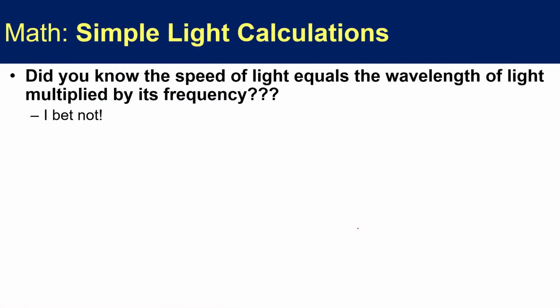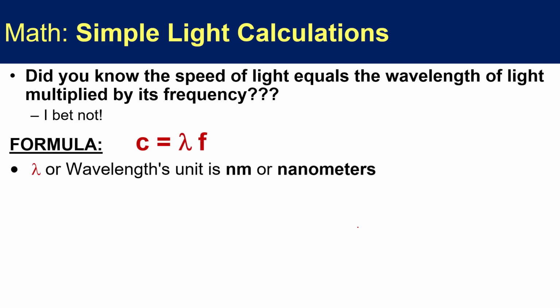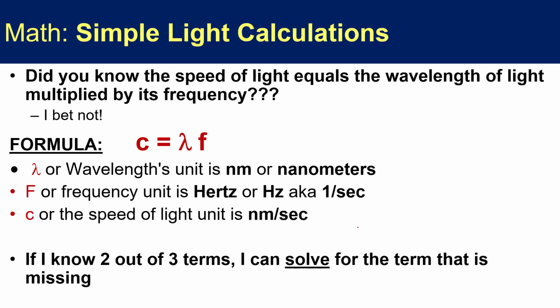Now the math. I bet you did not know that the speed of light is equal to the wavelength of that light multiplied by its frequency. So essentially what we get here is a formula that says c equals lambda f. And here are your variables. Lambda is obviously wavelength, and that is going to be in nanometers for our chemistry class. The frequency is in hertz or cycles per second. And our speed of light, our constant, which will have infinite significant figures, is in nanometers per second, and as we said before, is 3.0 times 10 to the 17 nanometers per second.